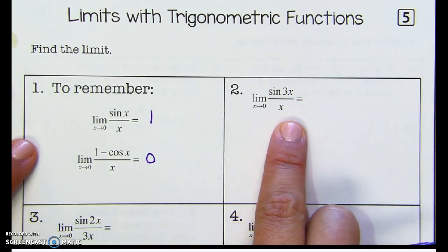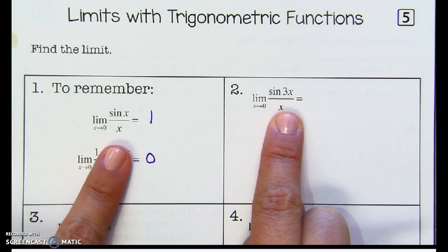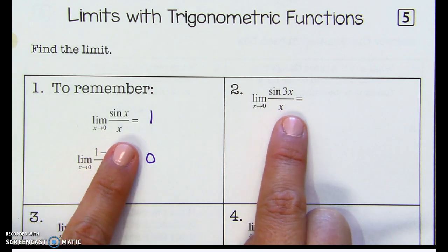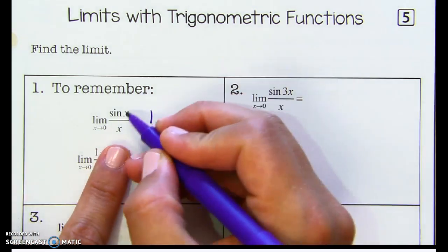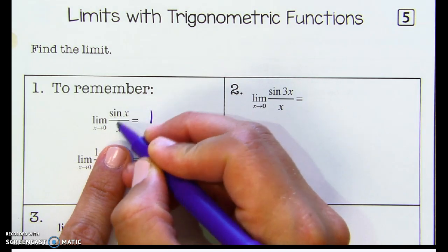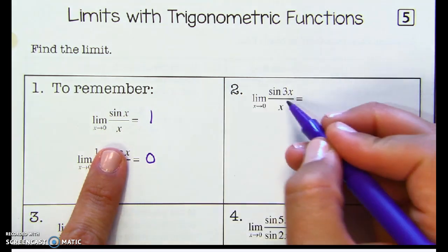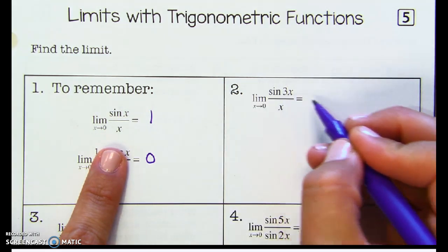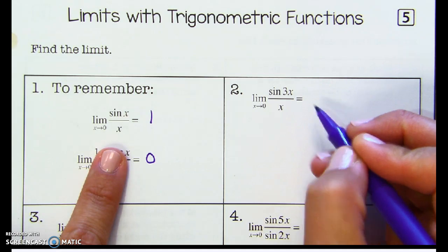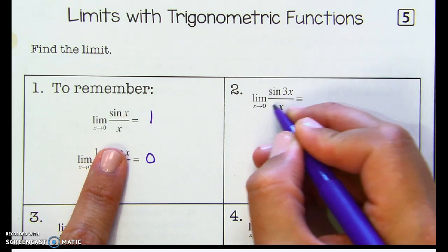So right now, this does not match this, and our goal is to make it match. Now, this is sine of x over x. If this is the same, then the whole limit will equal 1. So right now I have sine of 3x. So for this to equal 1, I need a 3 here. So watch.